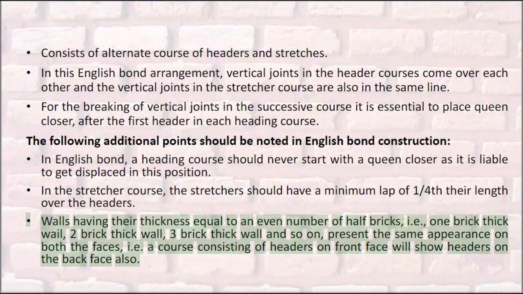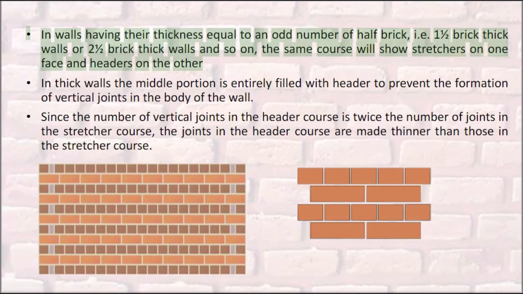Walls having their thickness equal to an even number of half bricks, i.e., 1 brick thick wall, 2 brick thick wall, 3 brick thick wall, and so on, present the same appearance on both the faces, i.e. a course consisting of headers on the front face will show headers on the back face also. In walls having their thickness equal to an odd number of half bricks, i.e. 1 1/2 brick thick walls or 2 1/2 brick thick walls and so on, the same course will show stretchers on one face and headers on the other.